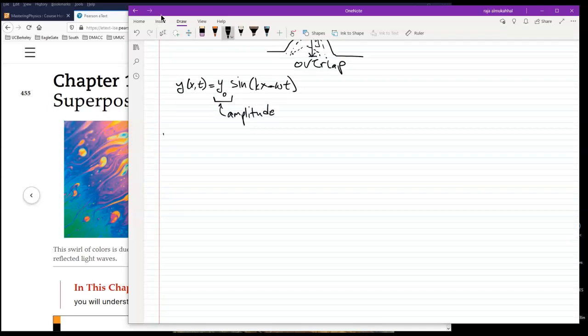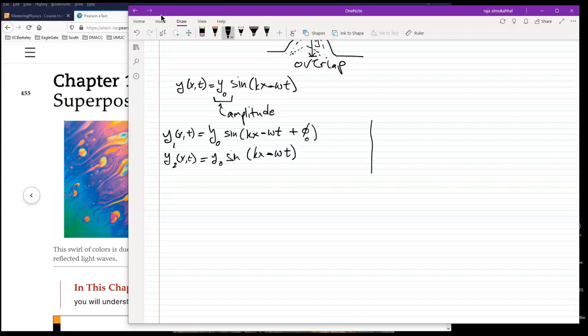So if I represent y1 of x,t to be equal to y naught sine kx minus omega t plus phi naught, this is the phase constant. And let's say y2 of x,t equals y naught sine kx minus omega t. What that means is that both of them are moving in the same direction, say to the right, because there's a minus sign here and a minus sign here. But there is a phase constant. What does that mean? Let me show you a picture of it.